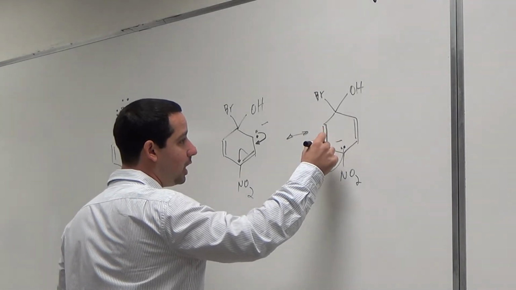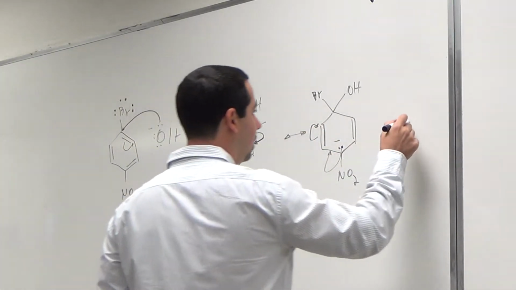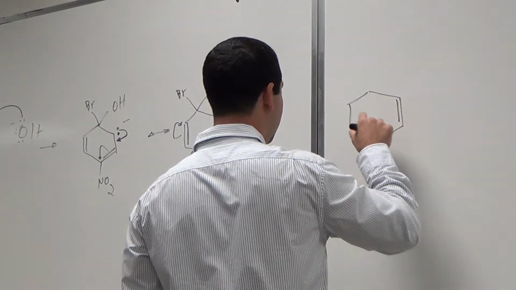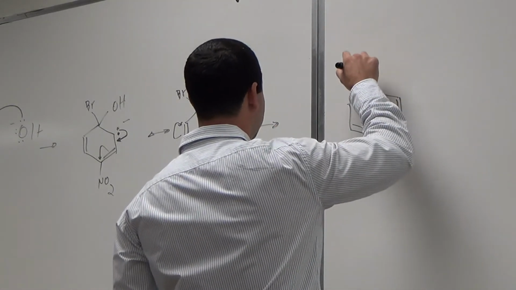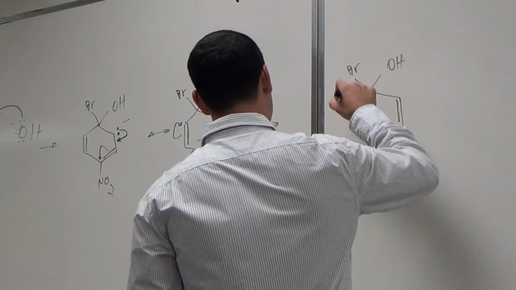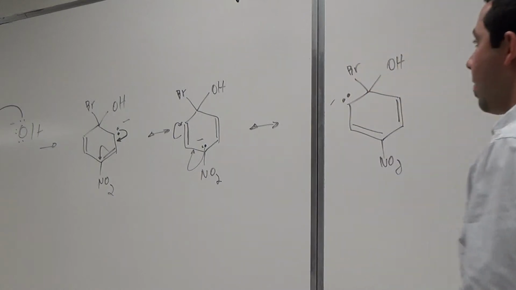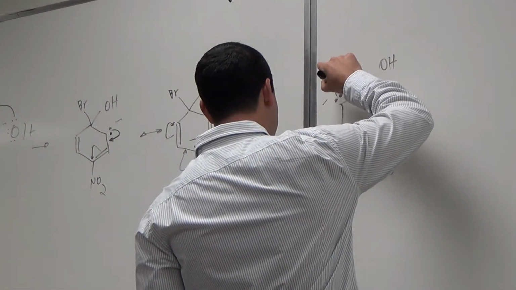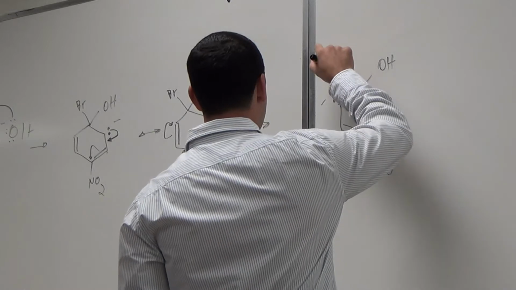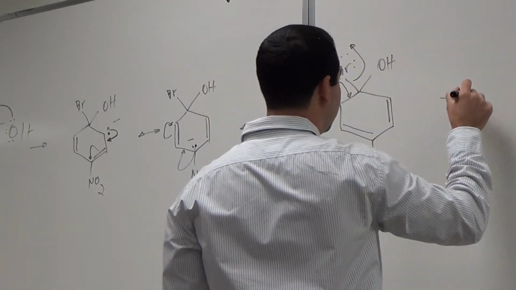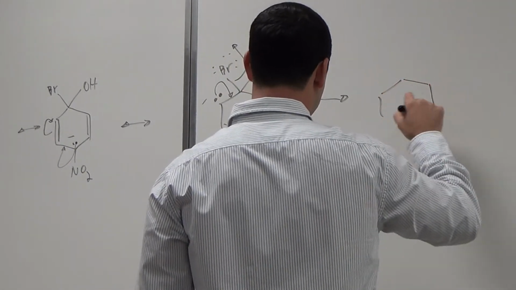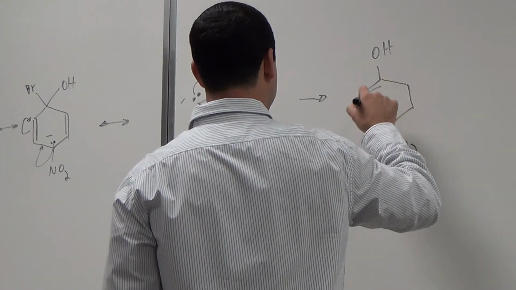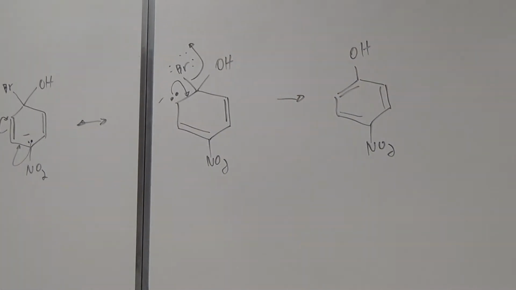And now this one can't stay here, so this one will go there. You agree? Yes. So now it's about time to do what? That leaving group has got to go. Now we are going to make a double bond here, and this bromine is going to leave, and it's going to regenerate the aromatic system. Yes or no? Yes, sir.